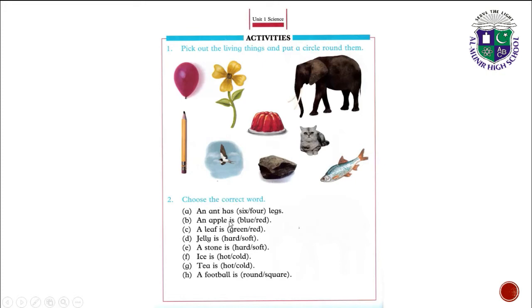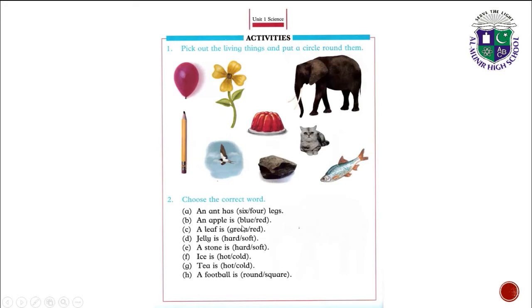Choose the correct answer. An ant has 6 or 4 legs. अभी हमने पढ़ा था. So an ant has 6 legs. How many legs? 6 legs. So tick on the 6.